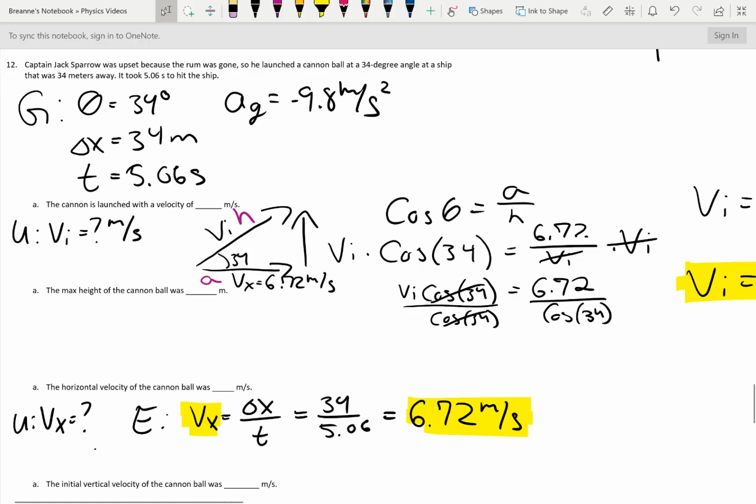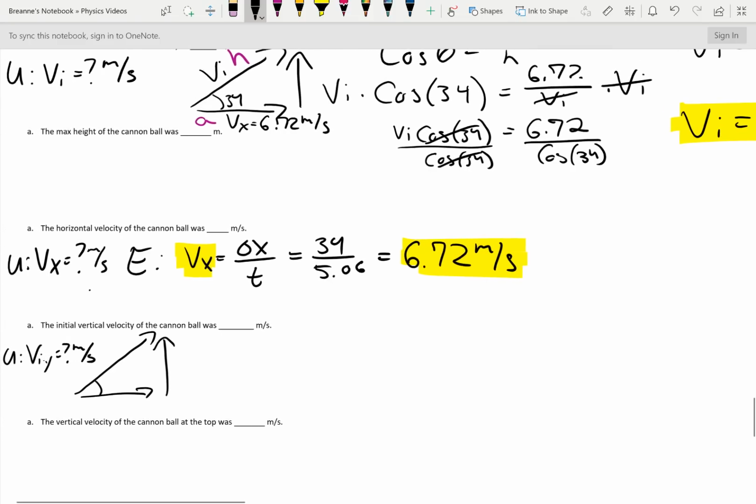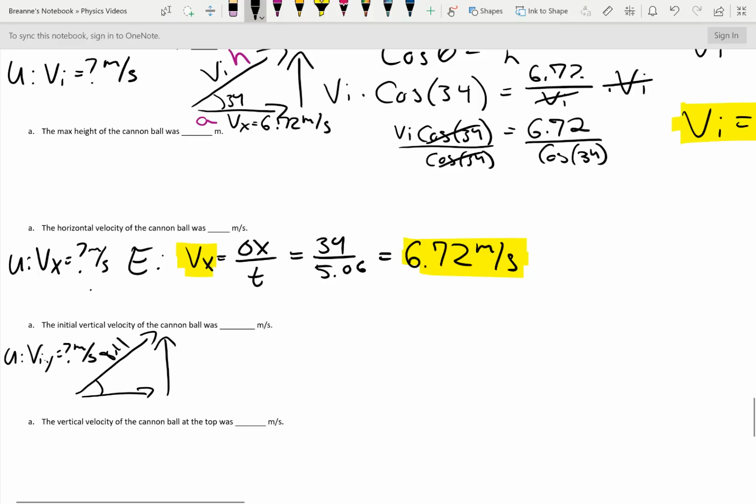So the maximum height of the cannon was, so before we need maximum height, we actually need to find our vertical velocity. And we can do that because now we have all three sides. So this is unknown. We're looking for our initial vertical velocity. So we have our initial velocity, which was 8.11. We have our horizontal, which is 6.72. We just need our initial vertical.